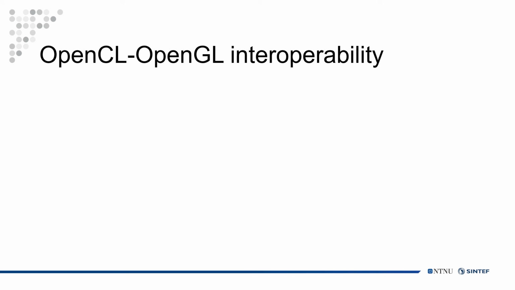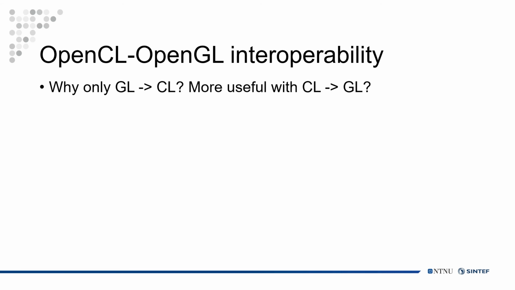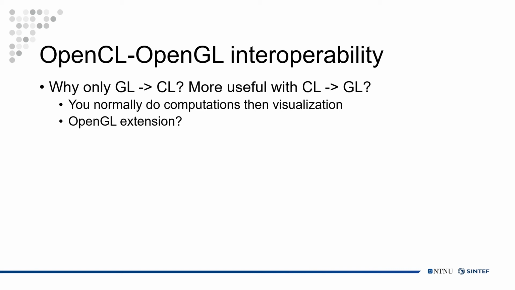One thing that I've always found strange with this interoperability is that you can only go from an existing OpenGL data to OpenCL data, and not the other way around. This is counterintuitive in my mind, since you usually do computations first, then visualization. If you don't know in advance which data is going to be visualized, you may either end up creating a lot of unnecessary OpenGL data or having to perform a copy. So why doesn't there exist an OpenGL extension which allows us to go from an OpenCL image or buffer to an OpenGL texture or buffer?